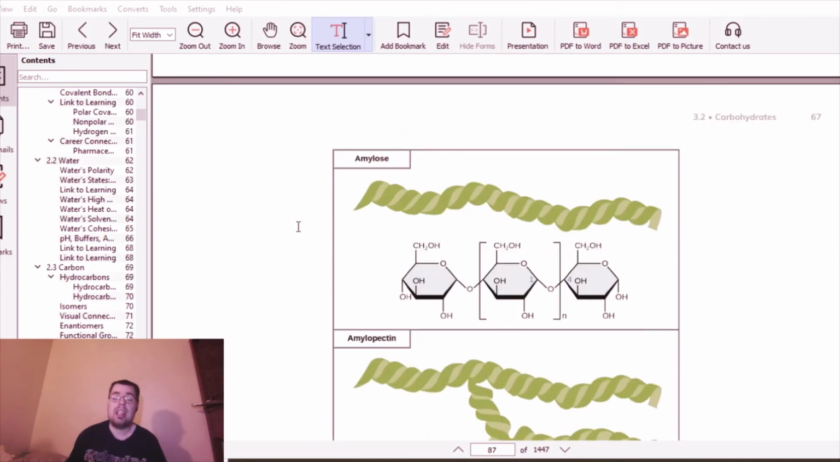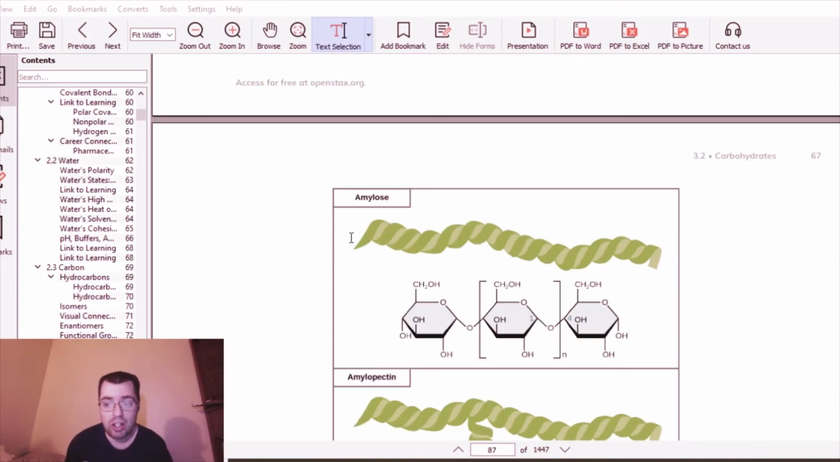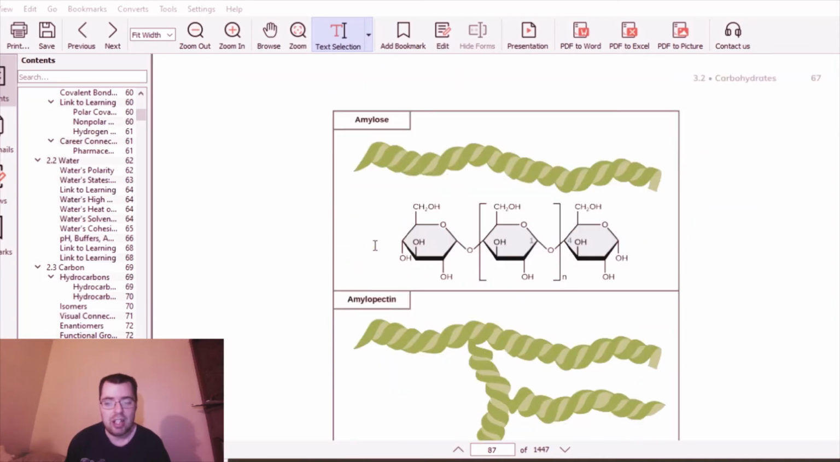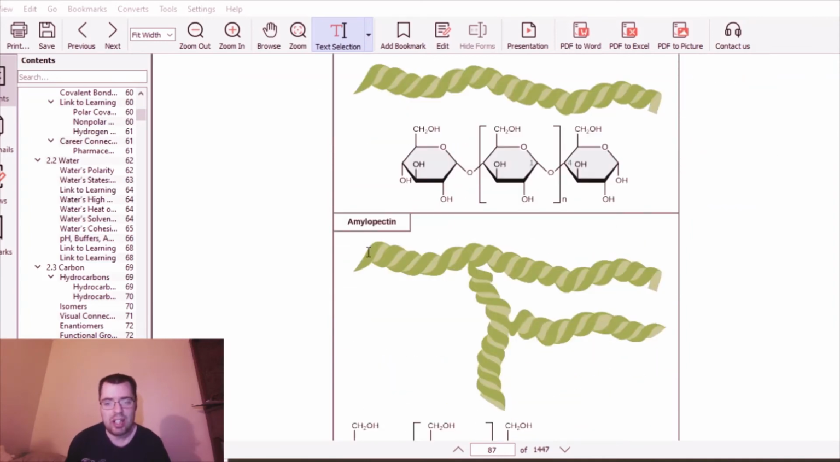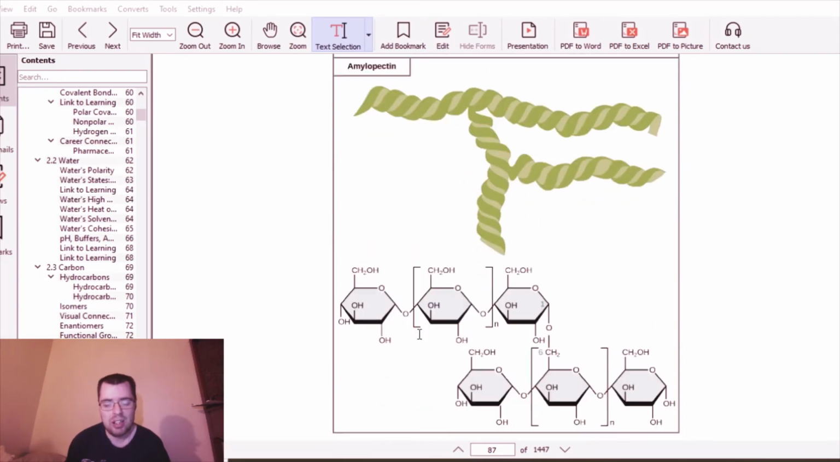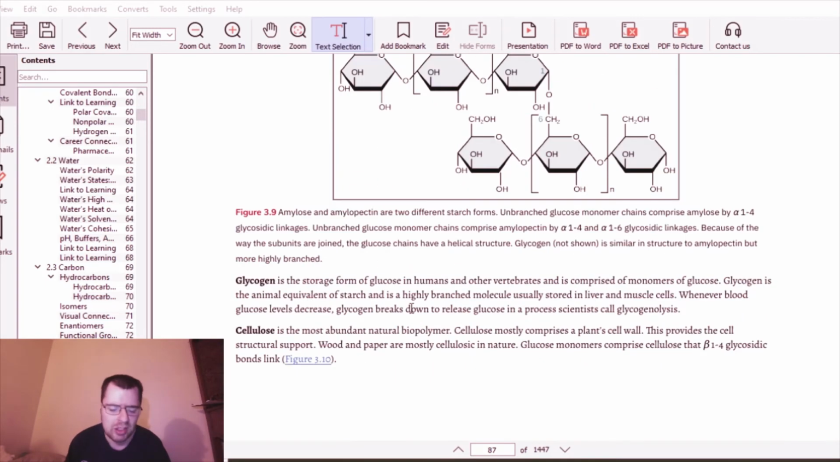Alright, here are two types of polysaccharides. Here is amylose, and here is amylopectin. And you can see here each one is linked with each O's. I'm not sure why this one is separated. I think it's only separated to let you know what each individual one looks like, but I'm not entirely sure what these brackets are for.